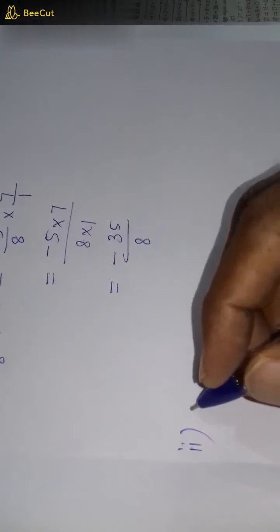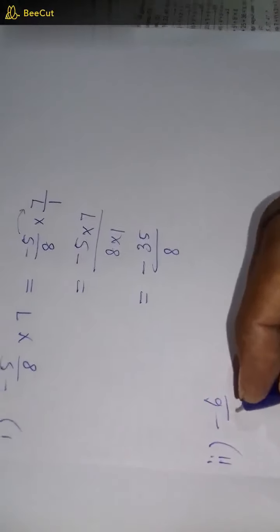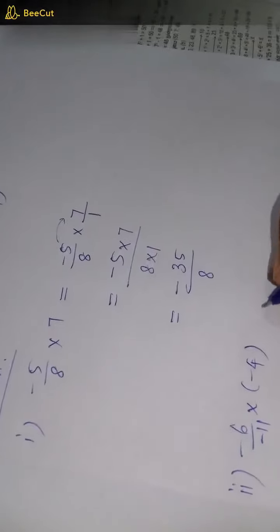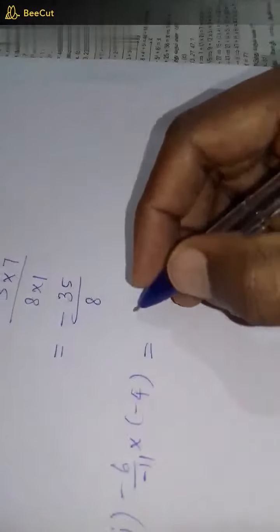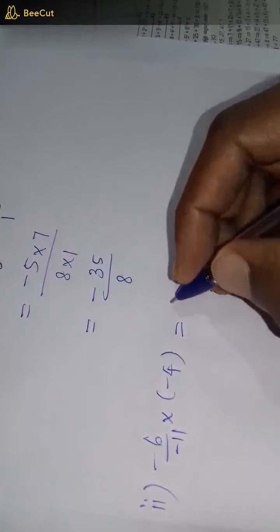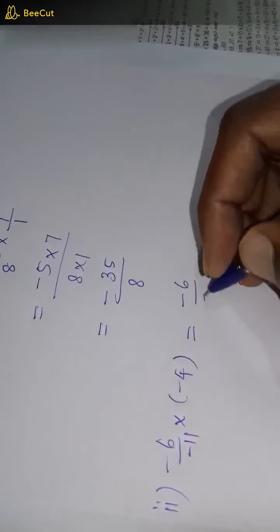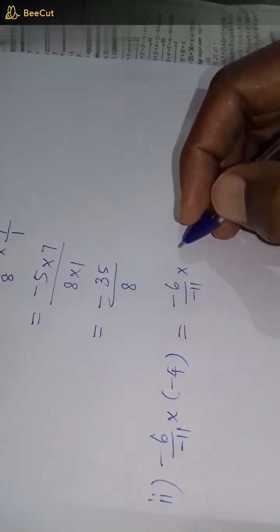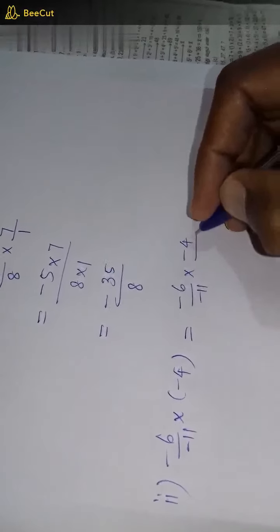Now, my dear students, come to the second part, second subdivision. What is the second subdivision? Minus 6 by minus 11 into minus 4. So, my dear students, this can be written as minus 6 by minus 11 into, how can you write minus 4? Minus 4 by 1.